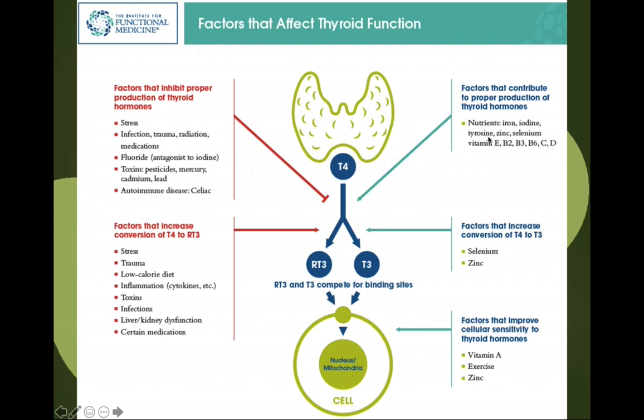You need iodine, zinc, tyrosine, vitamin E, B2, B3, B6, vitamin C, and D. So healthy nutrition is really important for healthy thyroid function. Factors that convert T4 to T3, that's your selenium and zinc. T4 to T3 conversion takes place primarily in the liver. And factors that can improve the cellular sensitivity to T3: vitamin A, exercise, and zinc.